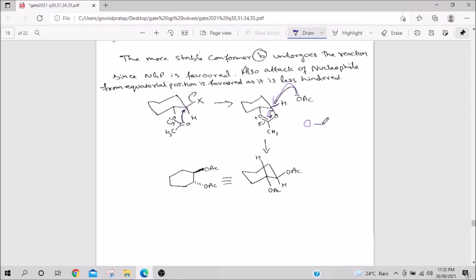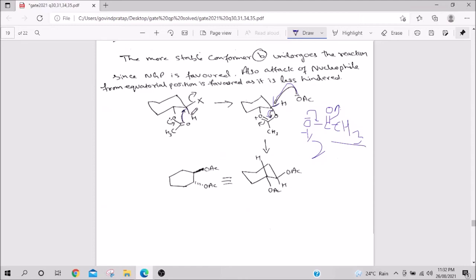Let's understand. You are having O, C double bond O, CH3, and you are having negative charge, but now the negative charge is stabilized like that. So what happens? This oxygen is having just minus half charge. If it is having minus 1 charge, it will immediately want to react, but if it is having minus half, it is not so reactive. So it is a very weak nucleophile.